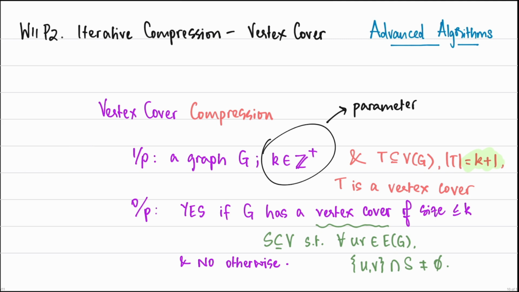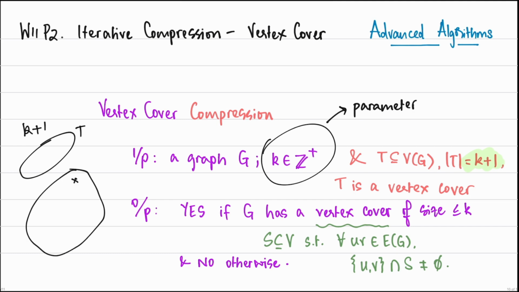If you want, you can pause here and think about how would you solve this. Notice that the set T actually gives you a partition of the vertex set into one small part which has k plus 1 vertices and a large part which is an independent set. So this is already access to a lot of structure, and the question is, can you exploit this structure to look for your solution of size at most k, or conclude that there is no vertex cover of size at most k? So that's the question with compression.